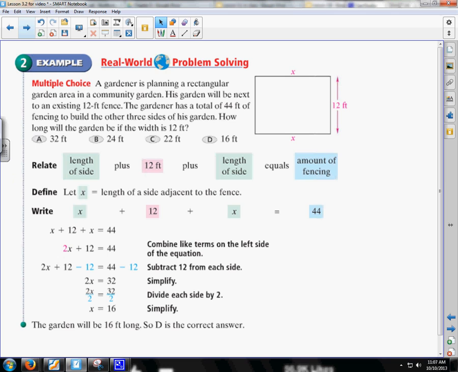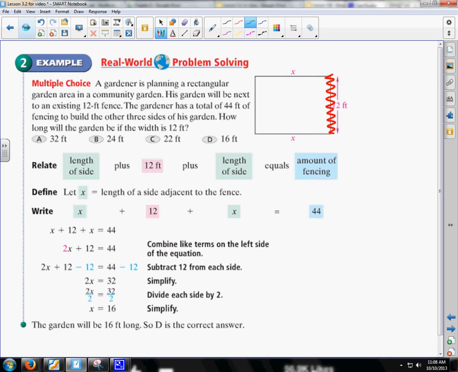Now, real-world problem solving. A gardener is planting a rectangular garden area in a community garden. His garden will be next to an existing 12-foot fence. So there's already a fence on this side, so he doesn't need to fence that. The gardener has a total of 44 feet of fencing to build the other 3 sides. How long will the garden be if the width is 12 feet?